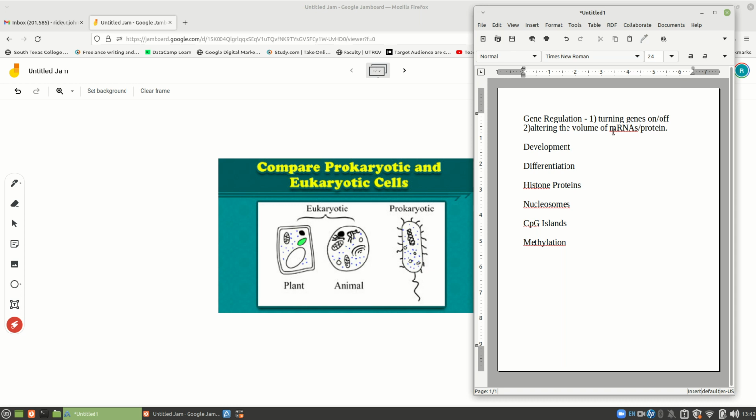And then we also want to alter how much of whatever protein they produce is made. Maybe we want just a little, sometimes we want a lot. And these are the two types of gene regulation that we need to talk about. Now, we're going to talk about these here in a little bit. Oh, I want to add one more thing down here.